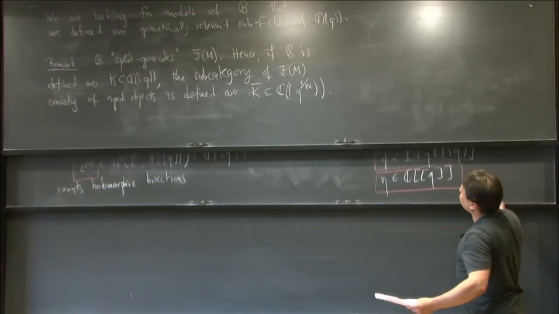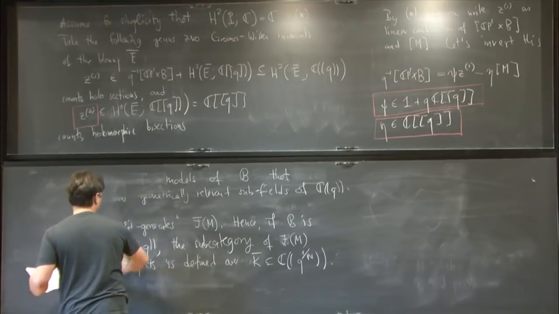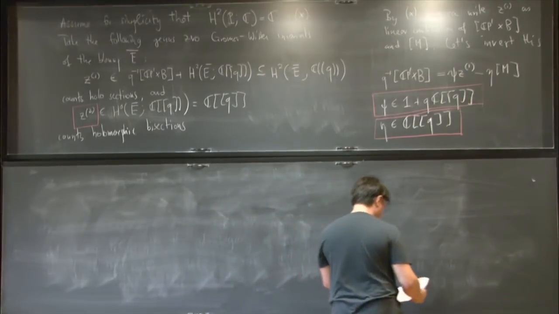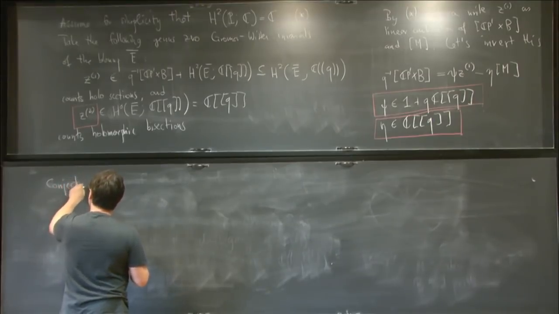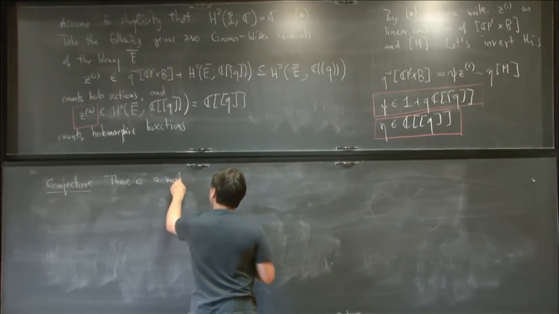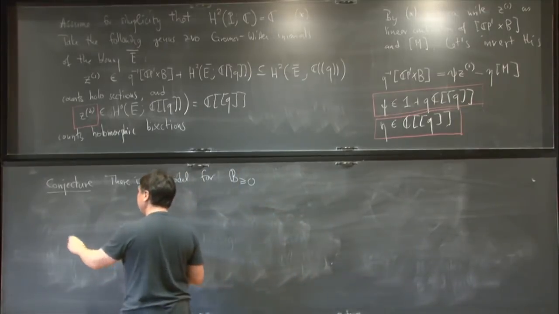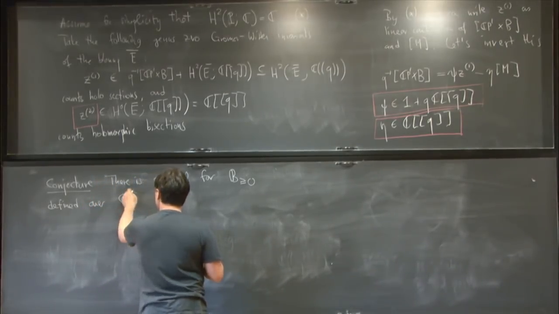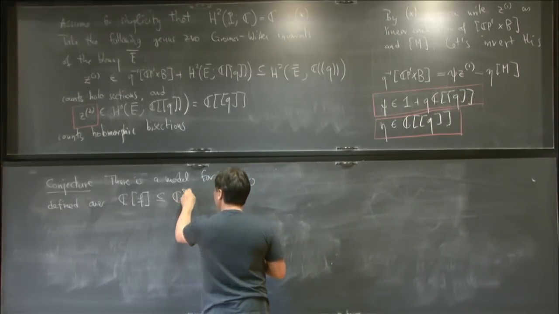Okay, so the expectation is that there is a model for that one there, defined over, so it's actually defined inside a ring here, okay, C[f] inside C double bracket Q.